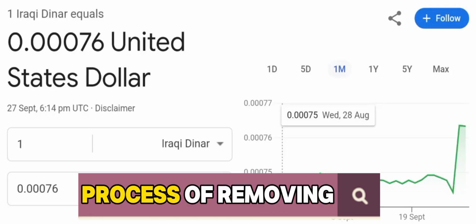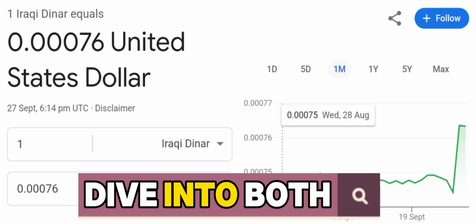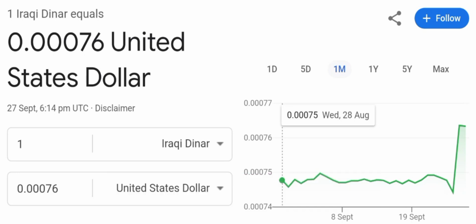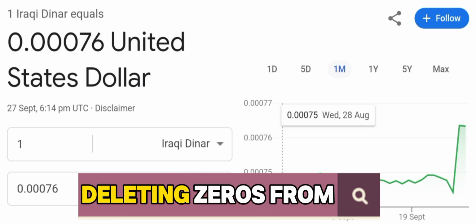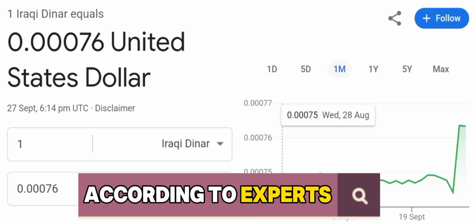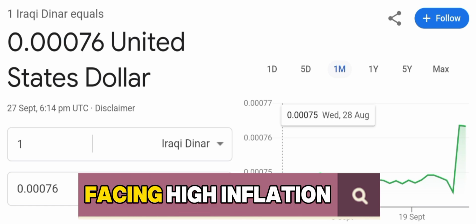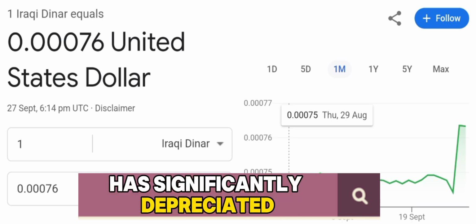To understand the process of removing zeros from a country's currency, it's important to dive into both the reasons for and the implications of such a move. In this case, we are looking at Iraq, where the discussion around deleting zeros from the dinar is resurfacing. According to experts like Al-Mawsumi, this strategy is typically employed by countries facing high inflation, where the value of their paper currency has significantly depreciated.